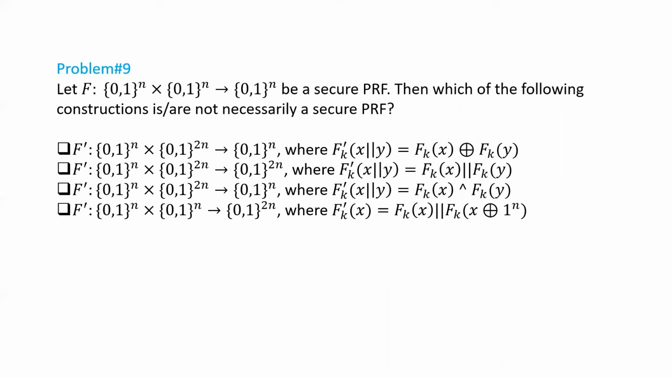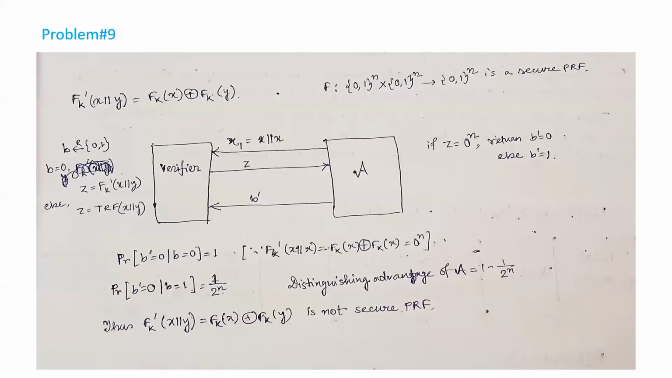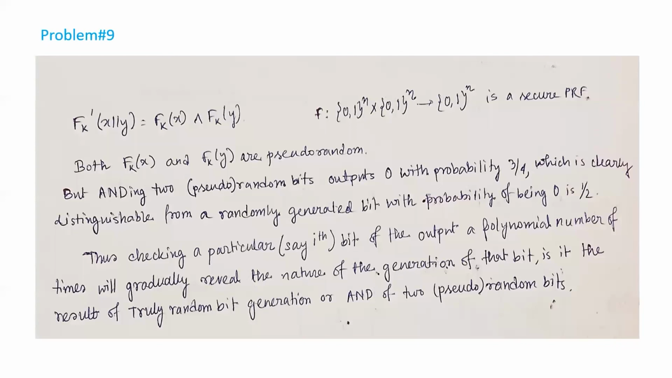Now, clearly by intuition, you can say that even though F is a secure PRF, that is, individually Fk of x is a pseudo-random string and Fk of y is also a pseudo-random string, when you AND them bit by bit, if you observe the AND table, with 3 by 4 probability you get the AND output to be 0. So this is clearly distinguishable from a truly random case. ANDing two pseudo-random bits outputs 0 with probability 3 by 4, which is clearly distinguishable from a randomly generated bit, where the probability of a bit being 0 is exactly half.